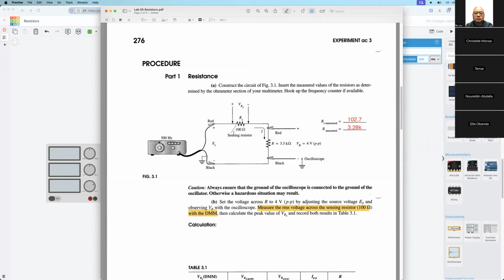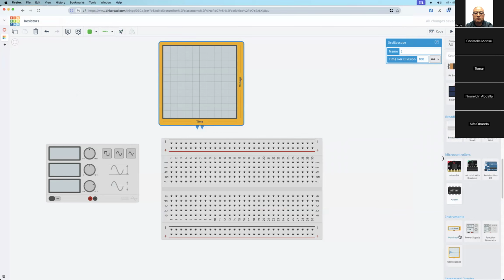In the real lab, we will use the DMM, the digital multimeter, to measure the voltage across the 100 ohm resistor. But Tinkercad doesn't have a multimeter, or an AC voltmeter. In Tinkercad, it can only measure DC voltage. So here I will also use an oscilloscope to measure the voltage across RS. So totally we need two oscilloscopes.